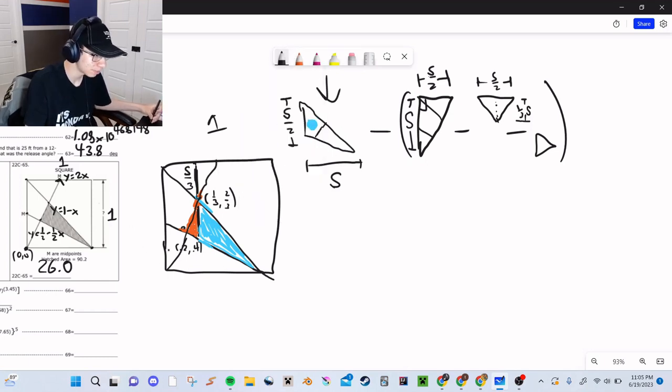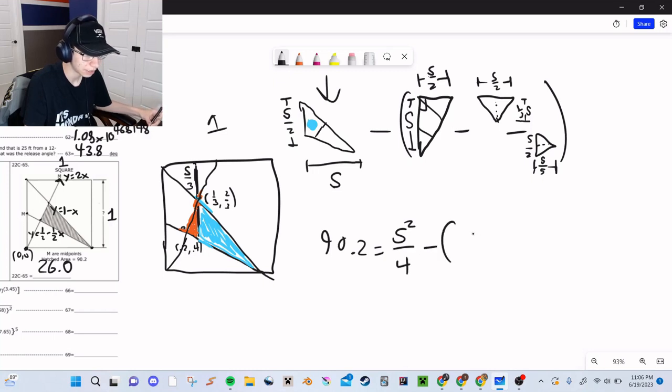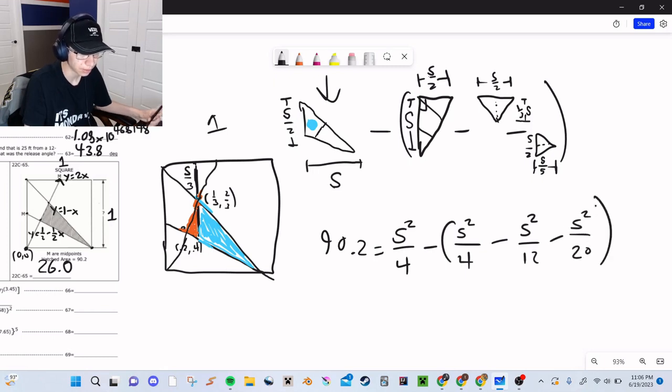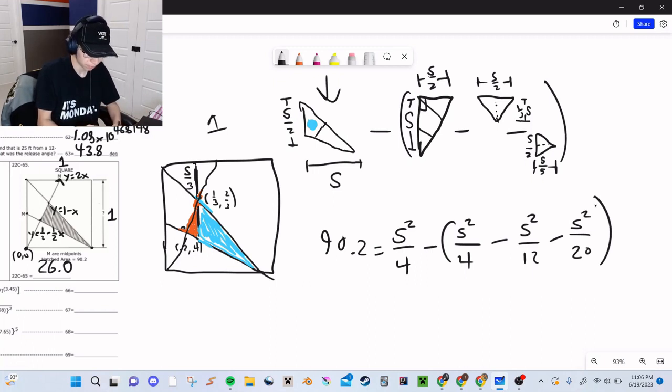And then to get this triangle, well, I use the same thing. This coordinate here is 0.2, so that means this height was s over 5, a fifth of the height. And this base was s over 2. And so I could set 90.2 equal to s squared over 4 minus, parentheses, s squared over, well, 4 again, but minus s squared over 8? No, s squared over 12 minus s squared over 20. And then I could have just solved directly for s.